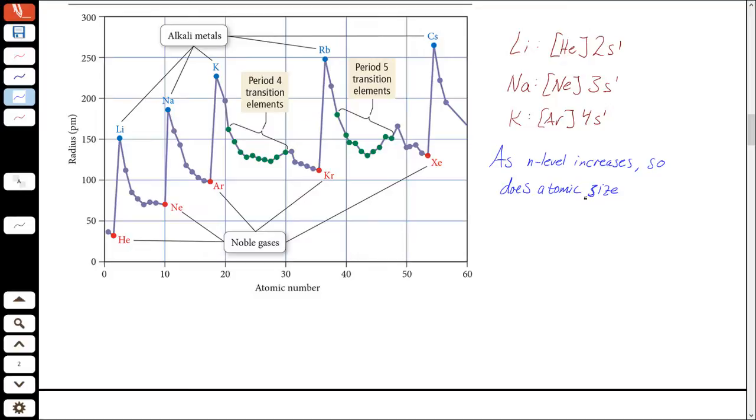But so then let's look at the other parts. Actually, before we do that, let's talk about why. Remember the law versus theory thing, the observations versus the explanations. So here's our observation: as n level increases, the atomic size increases also. What do you think is the why for that? Why does the atomic size increase when the n level increases? What's happening in the atom that's causing that to happen?